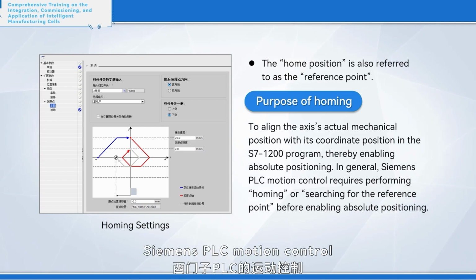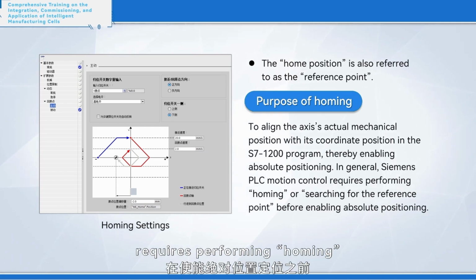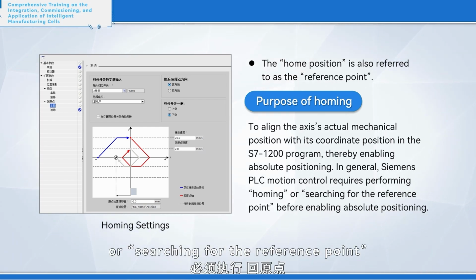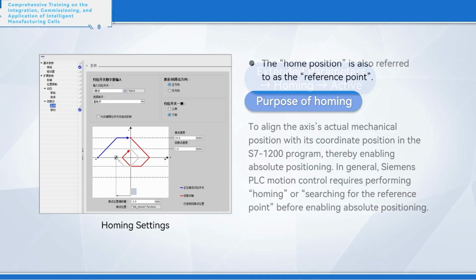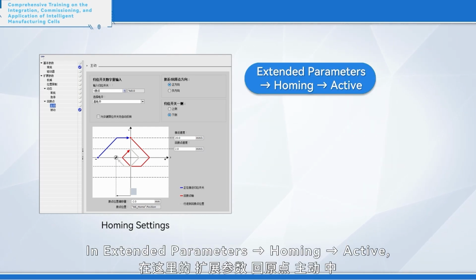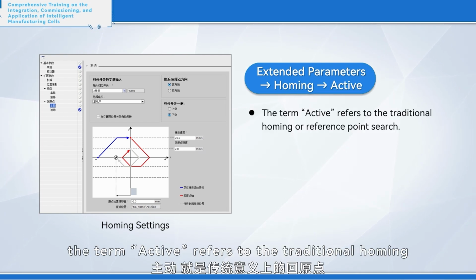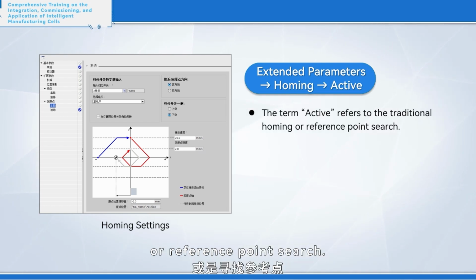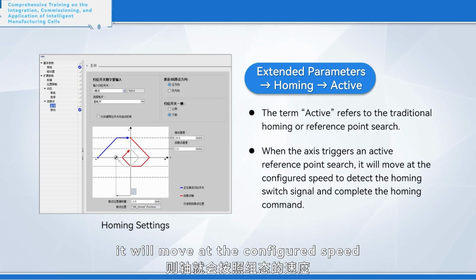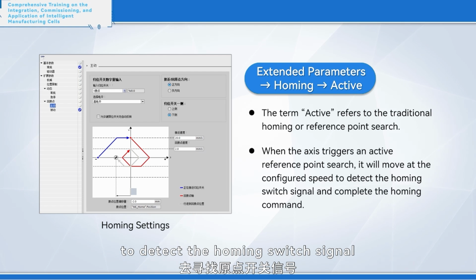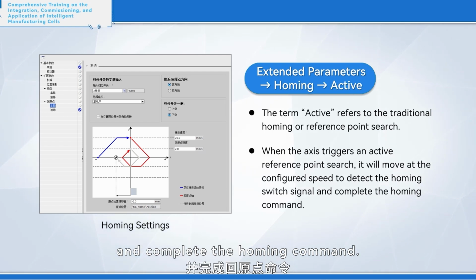In general, Siemens PLC motion control requires performing homing, or searching for the reference point, before enabling absolute positioning. In extended parameters, homing, active: the term active refers to the traditional homing or reference point search. When the axis triggers an active reference point search, it will move at the configured speed to detect the homing switch signal and complete the homing command.